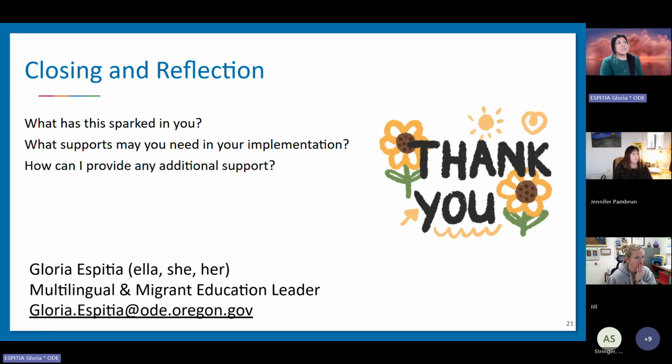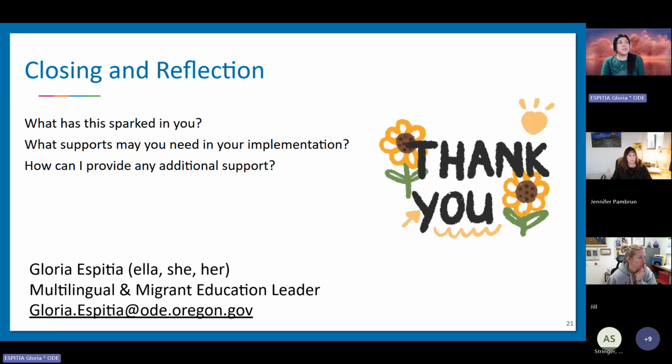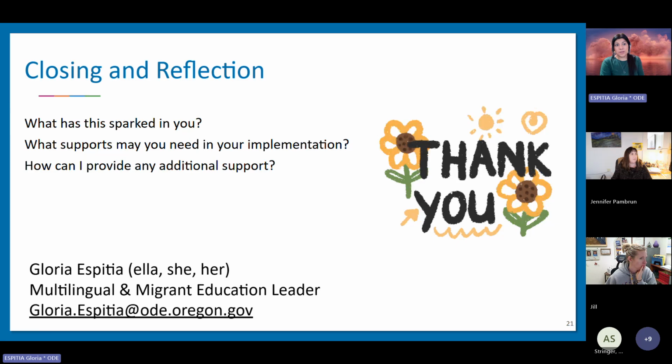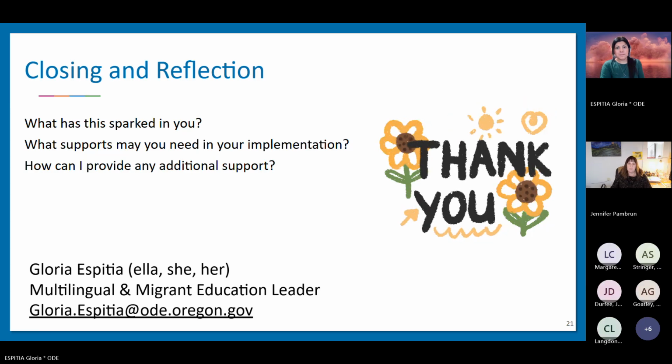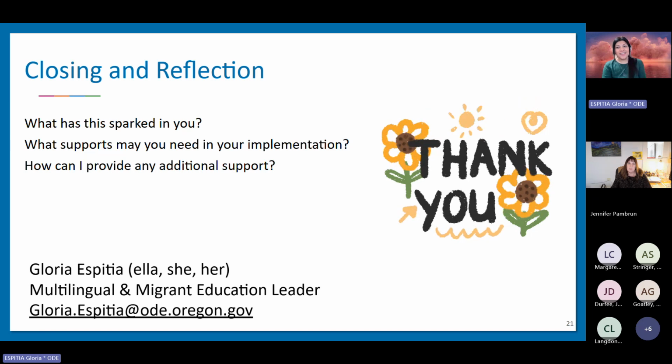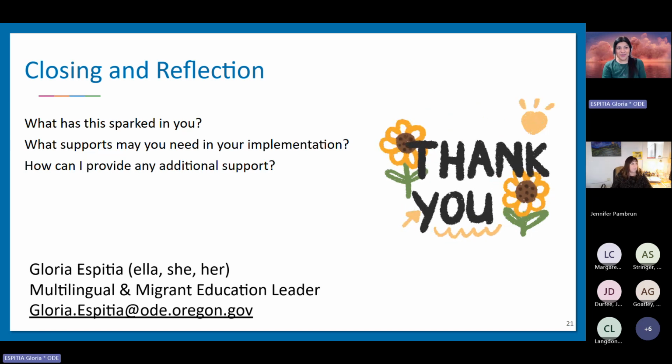And so as we're closing, just really thinking about what has this sparked in you? What supports may you need in your implementation? Are there any supports that we can provide here at ODE? It would be really, really helpful if maybe one person can unmute and just tell me how this landed for you. And then we can be done for the day.